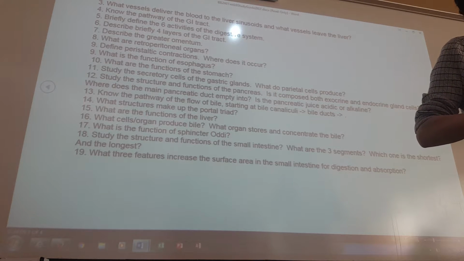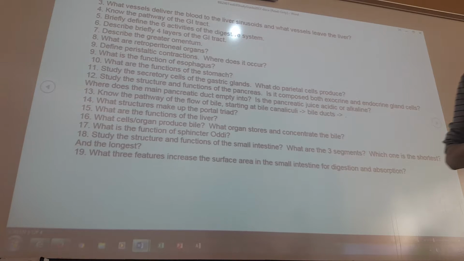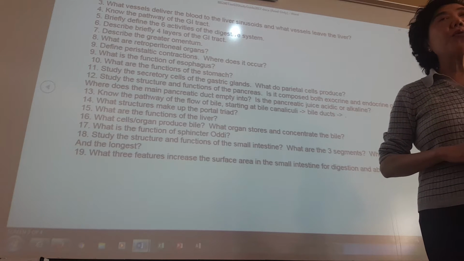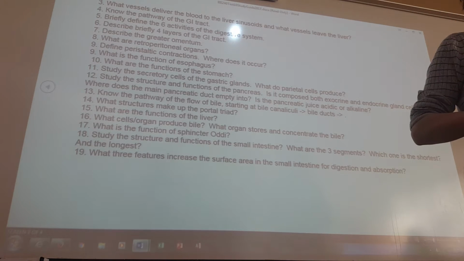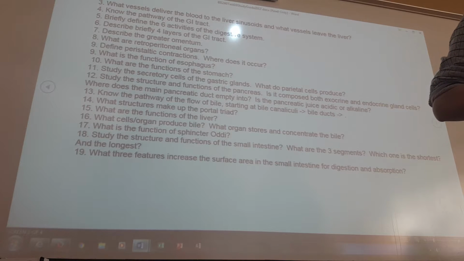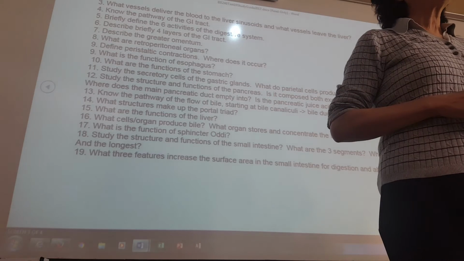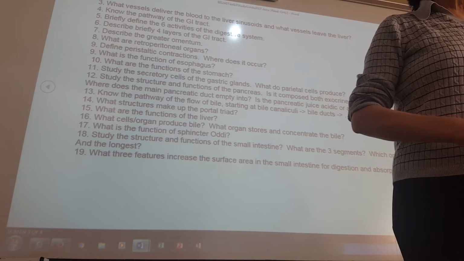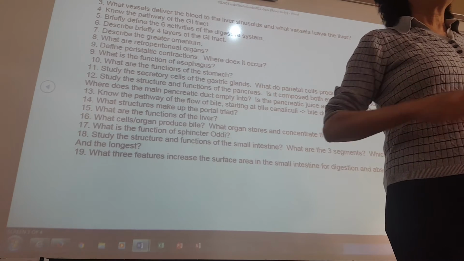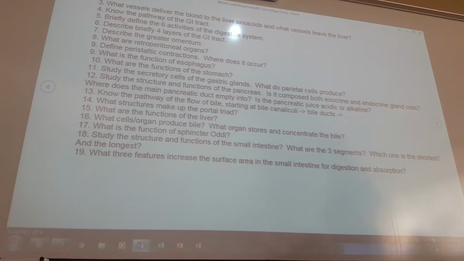Retroperitoneal organs means only the anterior portion is covered by peritoneum. You have more in the future. Two organs now here are the kidneys and the pancreas. In the future, you may learn most of the duodenum is retroperitoneal. You also may learn that the blood vessels, abdominal aorta, inferior vena cava, are all retroperitoneal. Okay.